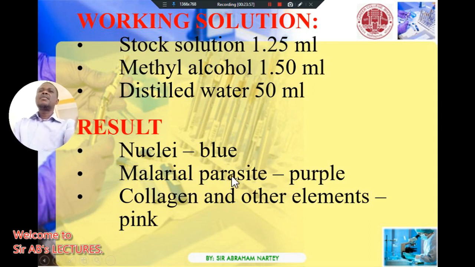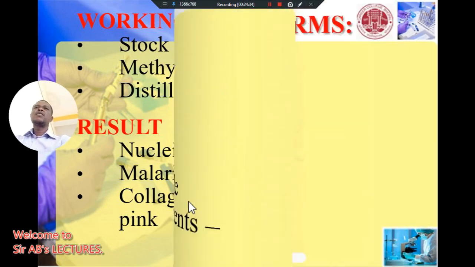They include malignant malaria and tertian malaria. And then any collagen material and any other material. So as a lab technician, you must be fully sure of this color interpretation. Blue is the nucleus, the nuclei. And when you see the purple, it should tell you that the person is really suffering from malaria, and therefore there are malaria parasites. And other pink colors show other elements of collagen. So that is the working of Giemsa.